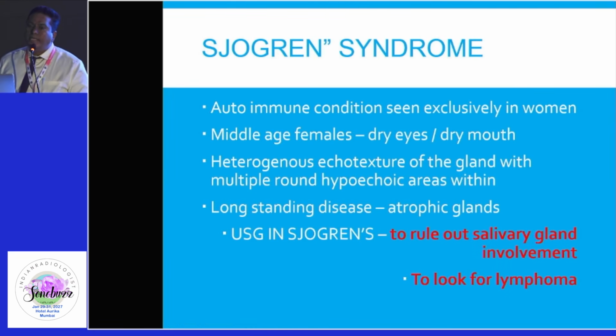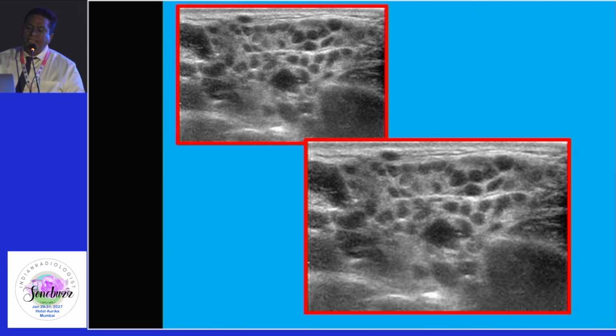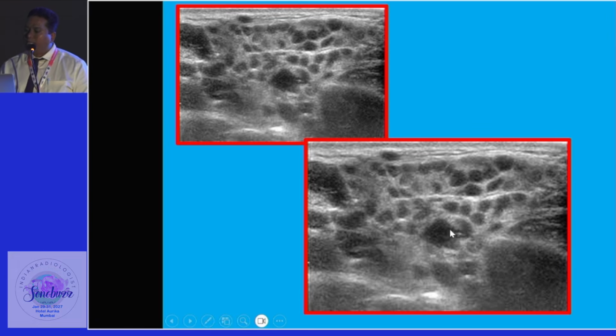Again, a very important thing is that long-standing Sjogren's can lead to the gland undergoing atrophy. So it all depends on when the patient presents to you and you image it. One of the more important roles of ultrasound in Sjogren's is, one, to rule out salivary gland involvement, but most importantly, lymphomas are associated with Sjogren's within the parotid, and hence the imaging is important. So see, this imaging was just like the lymphoid hyperplasia, but the background gland is completely heterogeneous. So multiple rounded hypoechoic areas, female patient, dry eyes, dry mouth, with this kind of pattern, you're going to start thinking in terms of Sjogren's.